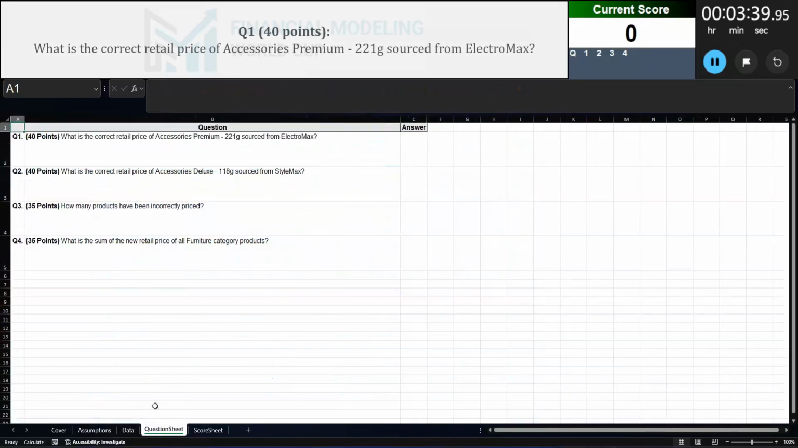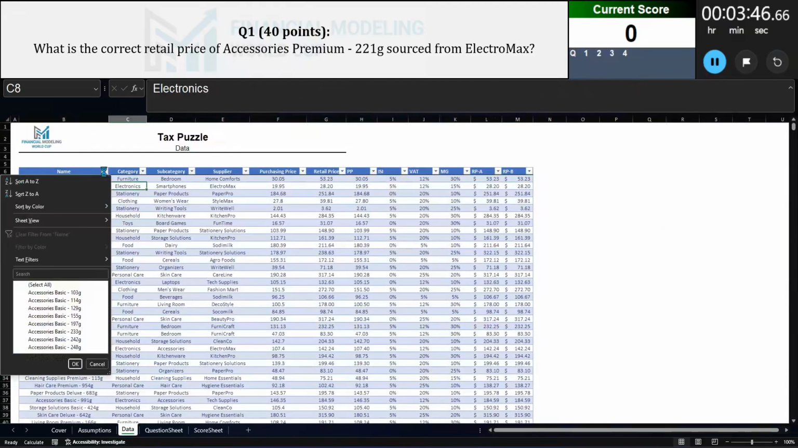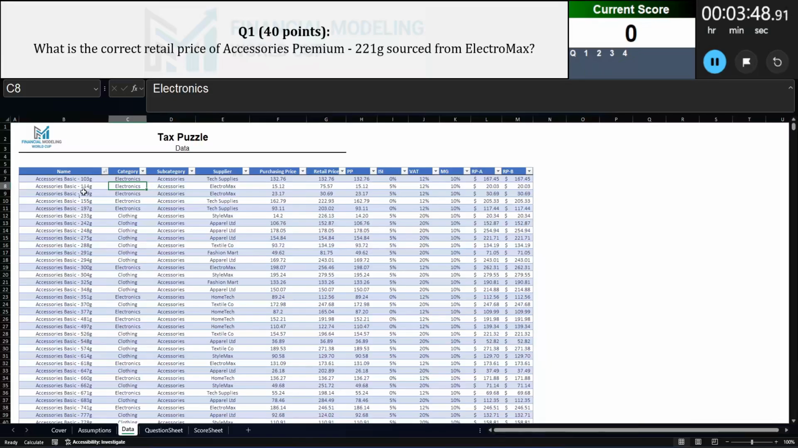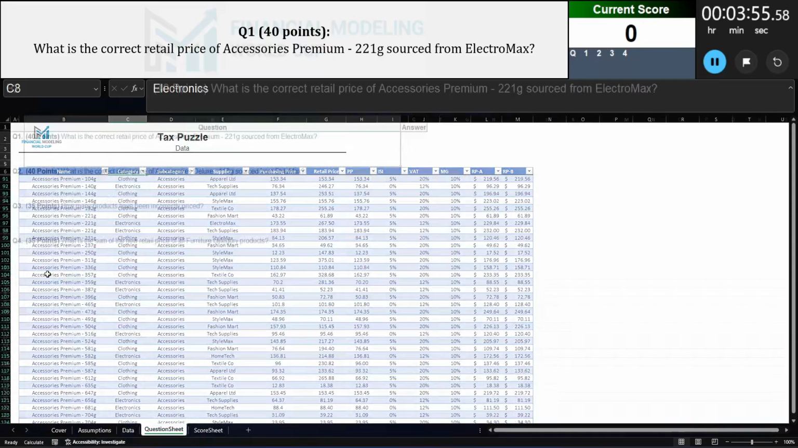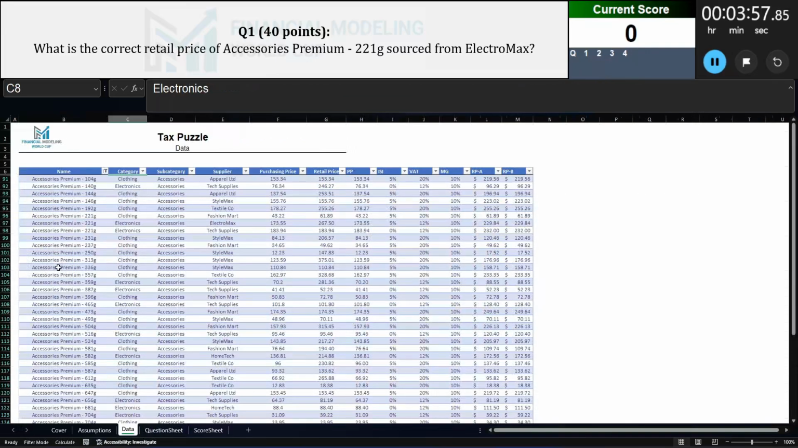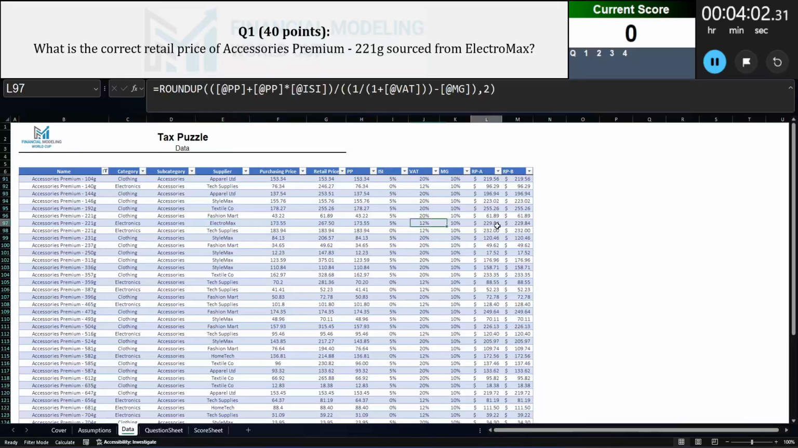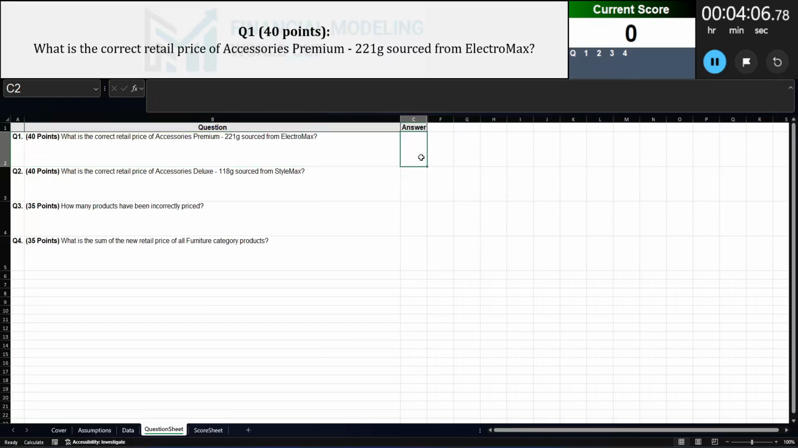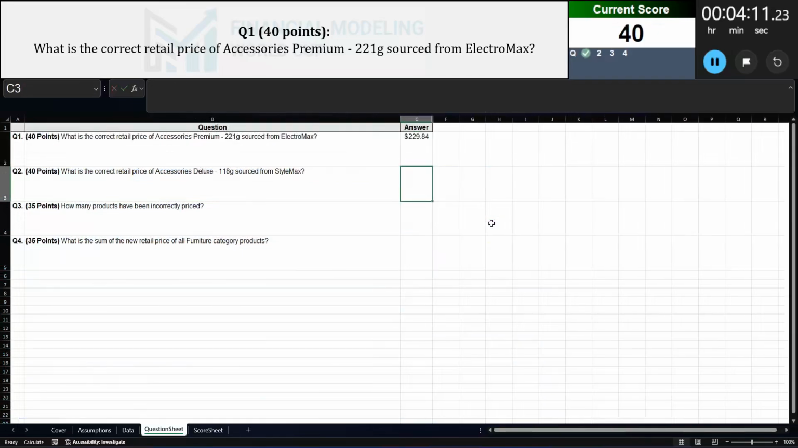Let's go ahead and answer the questions. What is the correct retail price of accessories premium 221 grams sourced from Electromax? Now, because this is a list, sorting doesn't really matter here. This is really going to help me when I look up the item. So accessories premium and 221 grams sourced from Electromax. So that's one of these. Electromax is right there. There is the answer, L97. So let me just go ahead and click on L97 there to get that answer in.